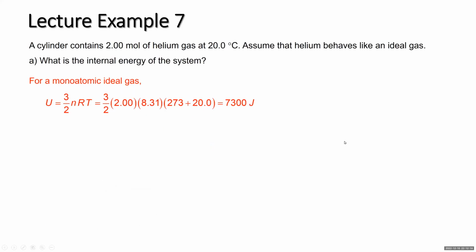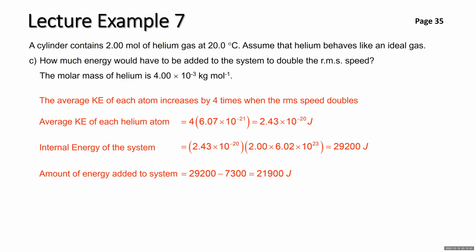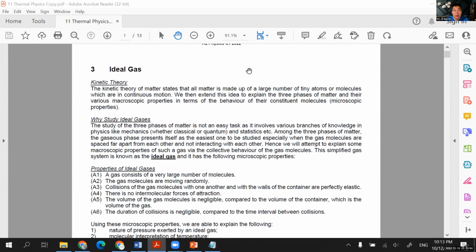Lecture example 7. For a monoatomic ideal gas, the internal energy is 3/2 nRT, and that is 7,300 joules. Part B, the average KE of each helium atom is 6.07 times 10 to the power of minus 21 joules. So with this, we can get part C. Looking at the derivation, you should be able to obtain the amount of energy added to the system is 21,900 joules. With this, we come to the end of this topic on the ideal gas.